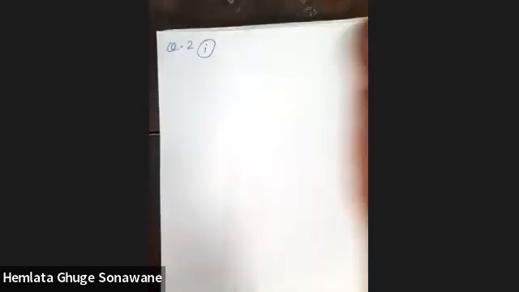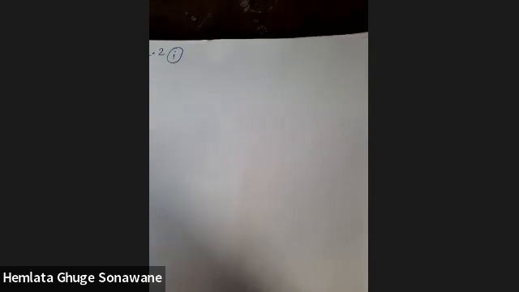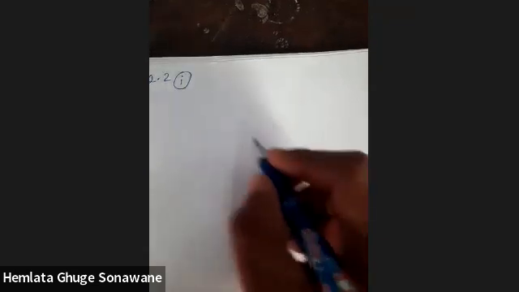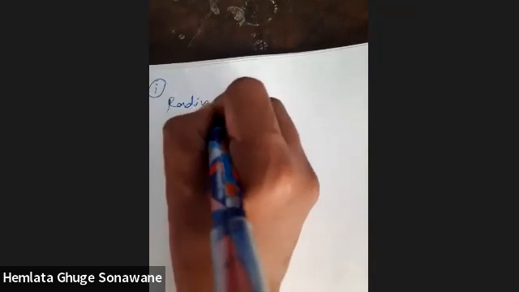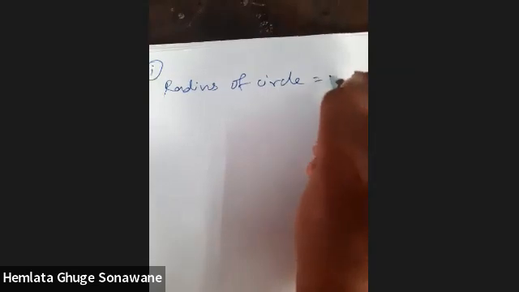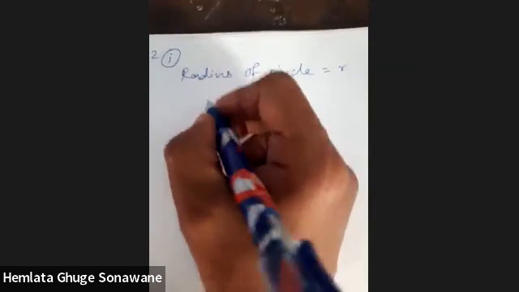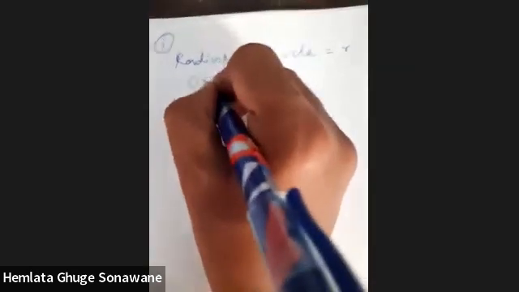We'll take question number 2 of practice set 4.2. The ratio of radius to circumference of a circle. Now what is the radius of the circle? That is small r. Okay, and circumference of a circle is 2 pi r.